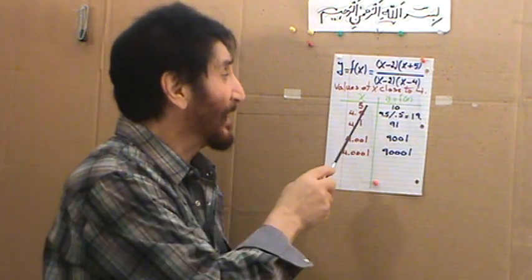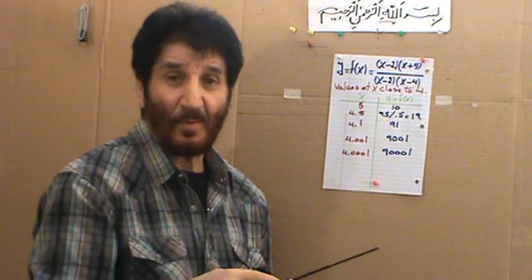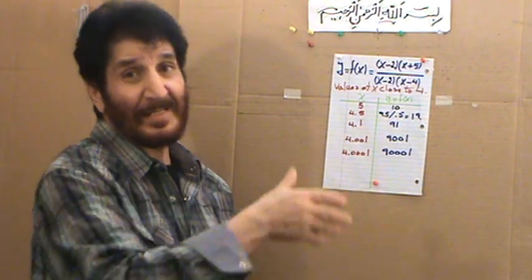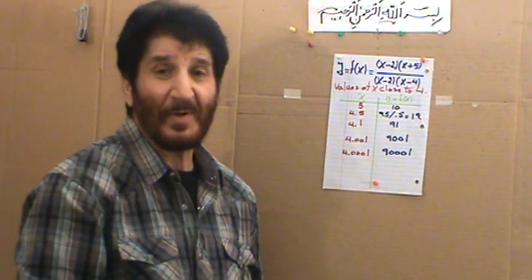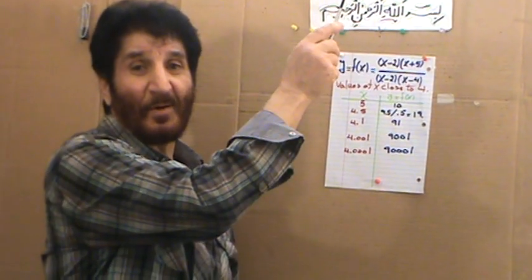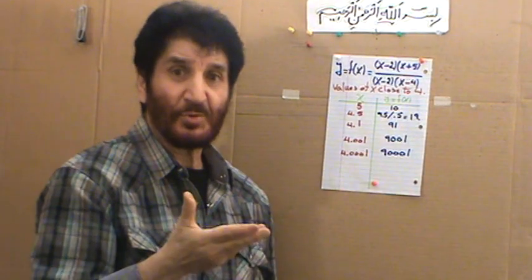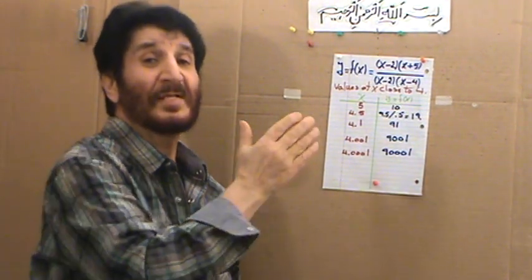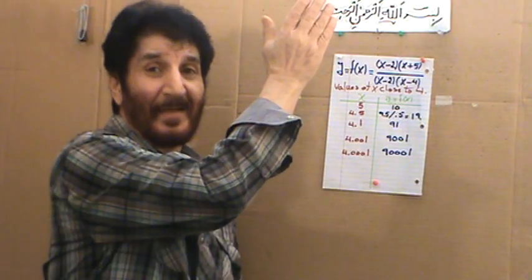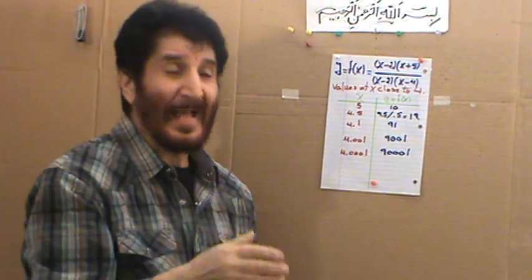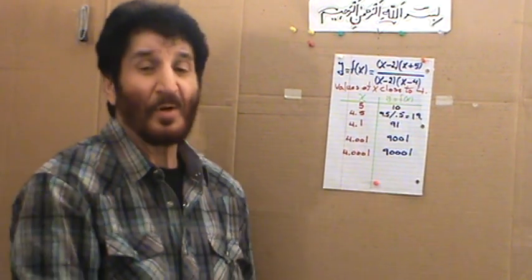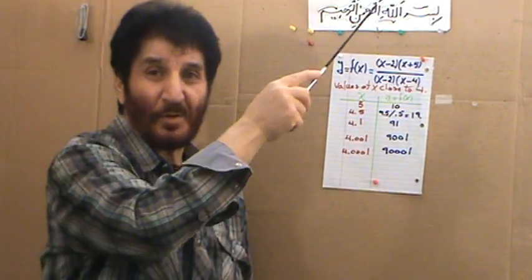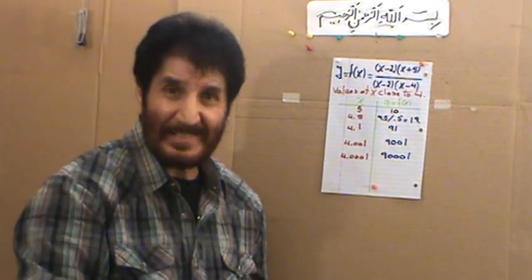If I want to put it in the same scale, horizontal and vertical, I need a 10 mile picture, a paper, to locate the value of the y. So as you notice, when I approach 4 from the right hand side, the value of the function goes crazy, goes toward the moon. But then at 4 itself, the function is not defined. So x equal to 4, we call it an asymptote.